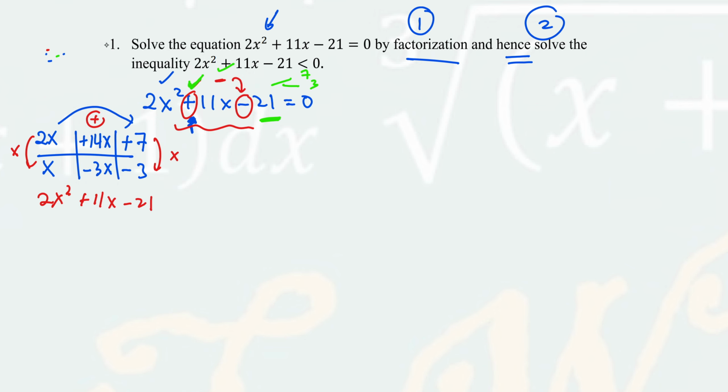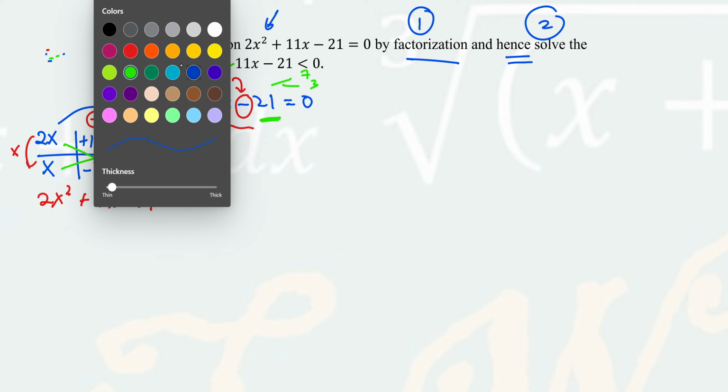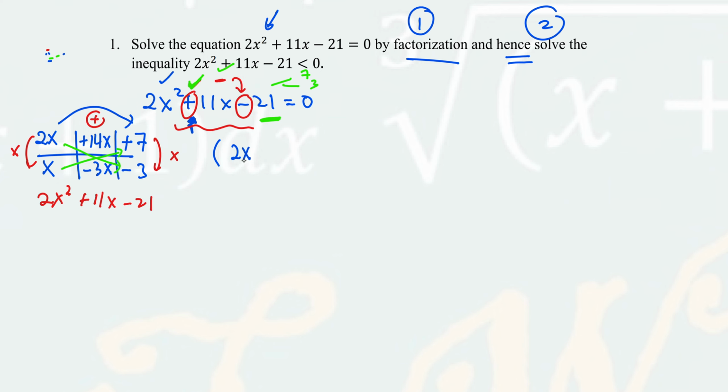Therefore, my factorization is going to be by cross multiplication. So from here, I will be getting 2x minus 3 and x plus 7 equals 0. Now, you can either get these two factors using this factorization method, or probably you can just use a calculator. There is a built-in function in your calculator. Then you can easily get the roots, the x, and from there, you get back the factors.